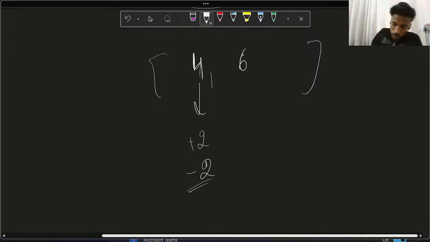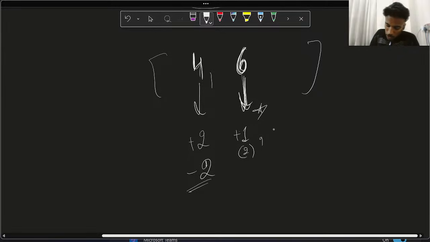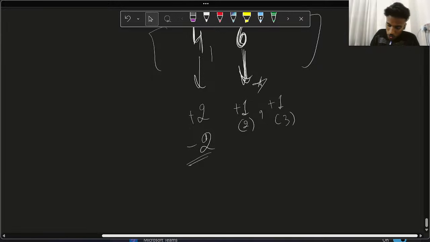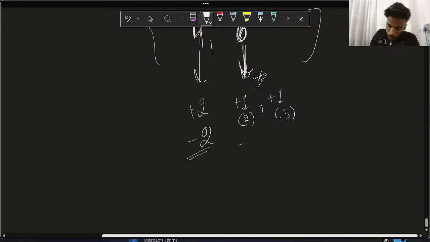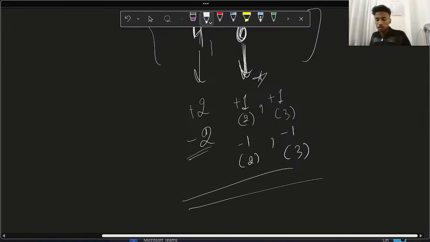Now see, if 6 appears, what will happen? If you thought of multiplying, then simply increase the power of 2 by plus 1 and increase the power of 3 by plus 1. Similarly, if you want to divide by 6, then simply minus 1 of the power of 2 and minus 1 of the power of 3. This you can do.